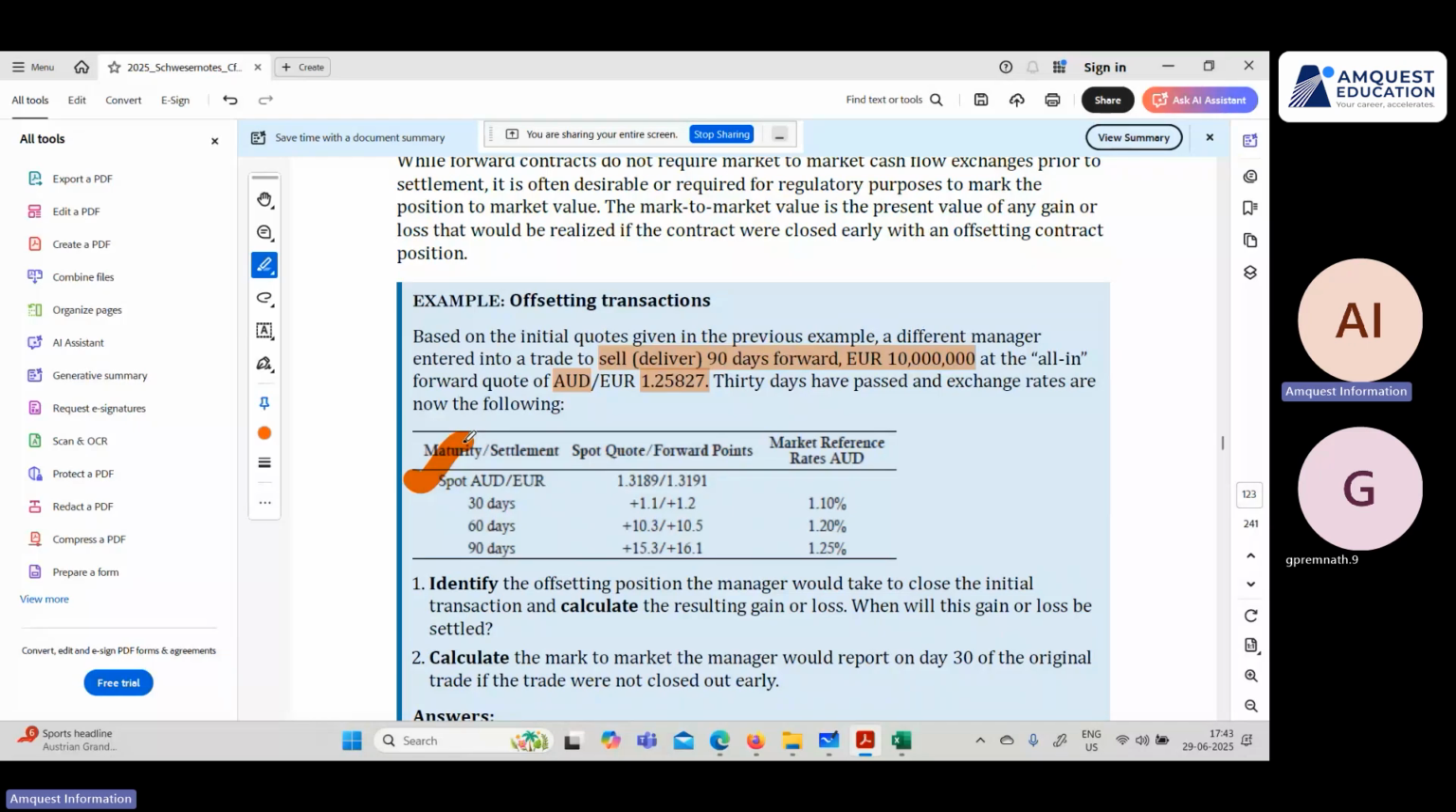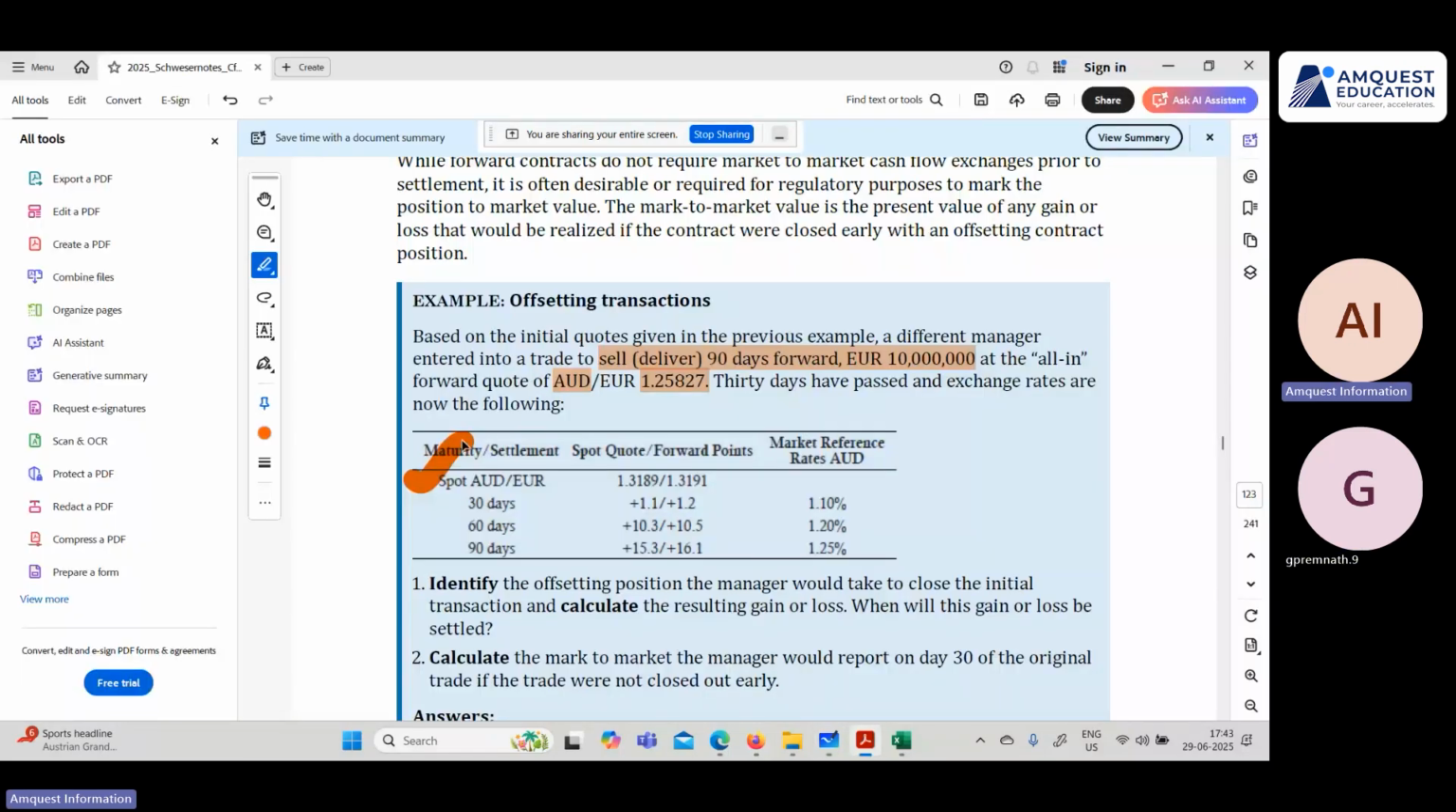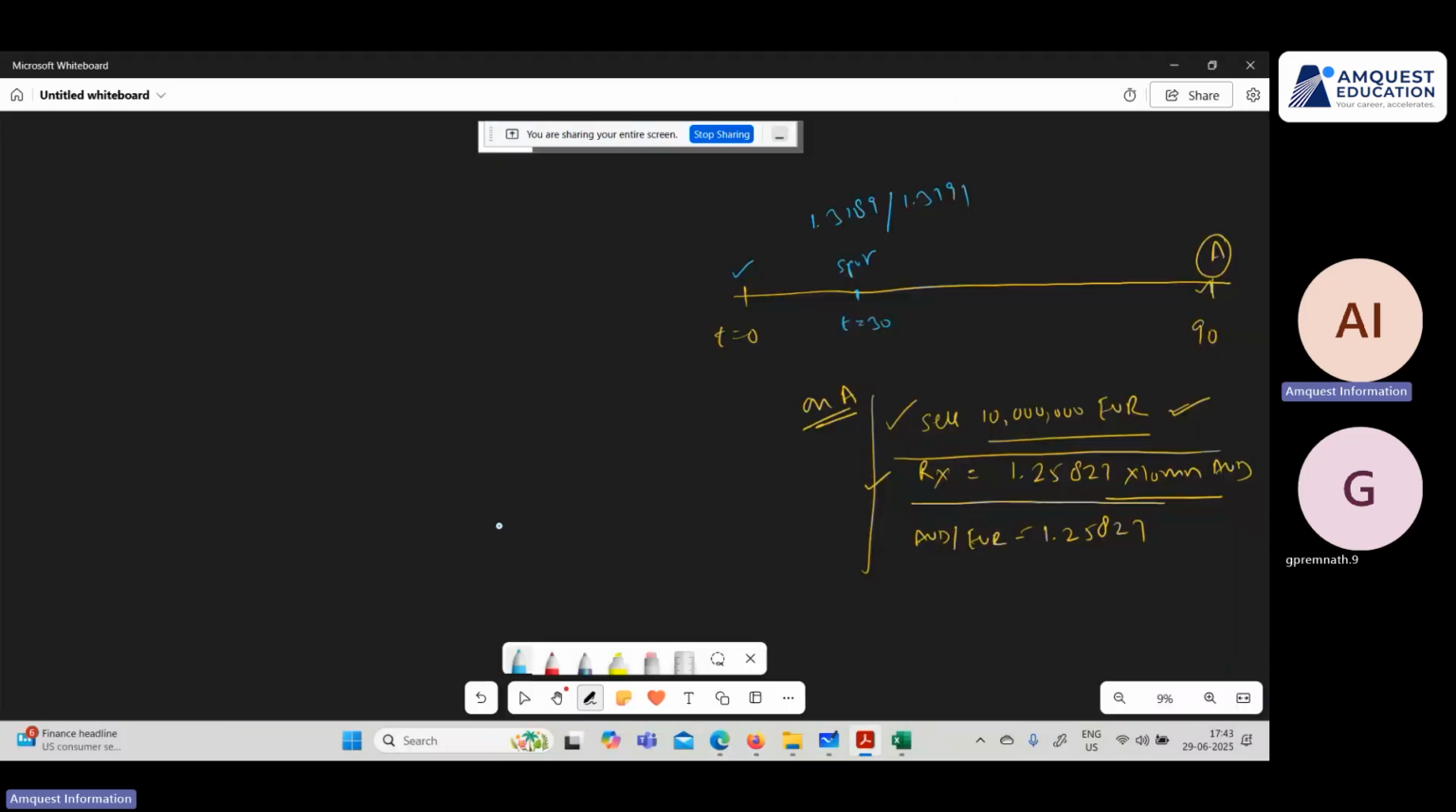Right? So you're absolutely right. One thing that people get confused about is the moment they look at the word spot, they understand it's for this and then they calculate the 90-day forward. But the question clearly says 30 days have passed. Which means whatever offsetting you would be doing, you're not going to do it here, but you will be doing it over here, because that will now offset my position at A. Is that clear?